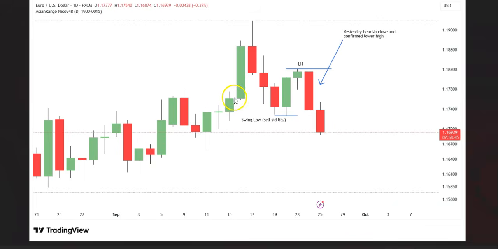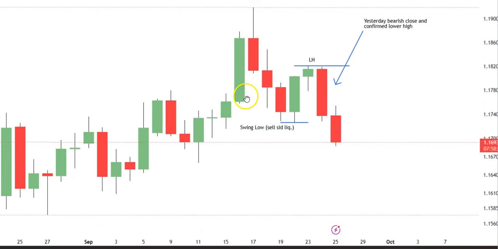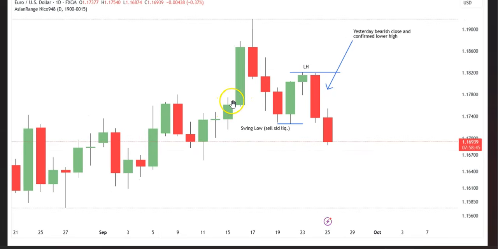So first of all, we'll start with the daily time frame. Before we started with the London trading session today, this is what we saw. First of all, you have to start your analysis on the daily time frame. This is very important for you to understand the overall market direction. On the daily, what we saw was this lower high, which was confirmed here, and yesterday, as I wrote here, we also had this bearish daily candle close.